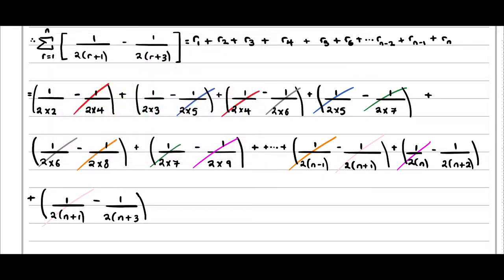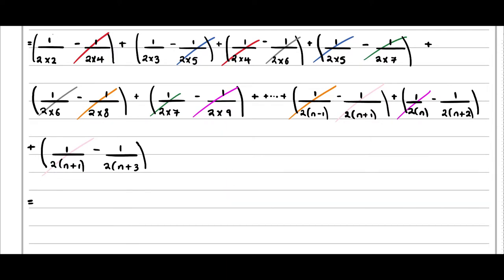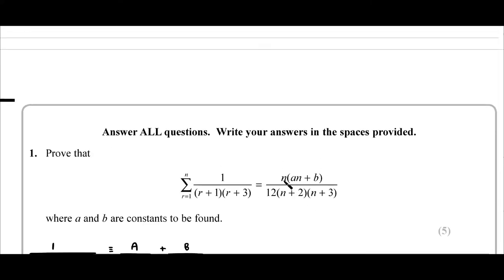From this, we can therefore conclude that the result of all this, we have 1 over 2 times by 2. And then we have 1 over 2 times by 3. Then we have minus 1 over 2 lots of n plus 2. Minus 1 over 2 lots of n plus 3. And our goal is to simplify all this and end up somehow with this.